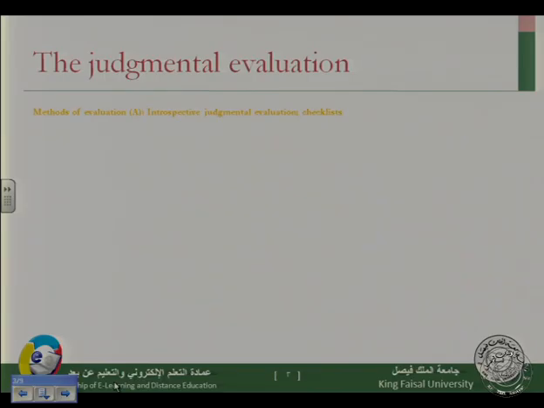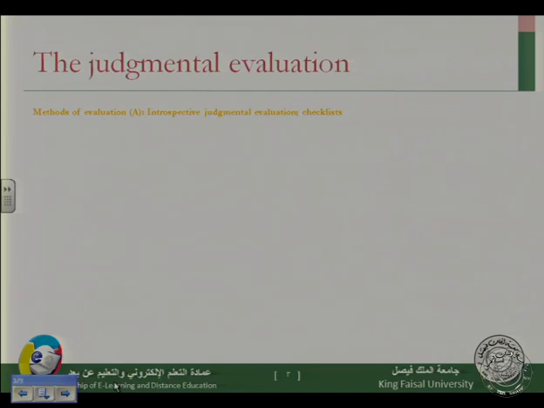Methods of evaluation. We have two methods of evaluation, as I said last time: either judgmental evaluation or empirical evaluation. Judgmental means, let me repeat, that you use your own judgment of the software holistically. That means you give your general impression about the software, you use it, or you check it for yourself, and then you would say, well, this is good or this is bad.